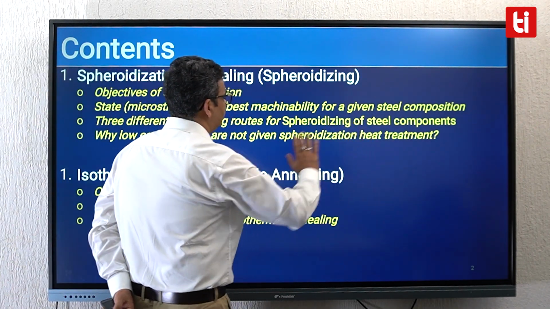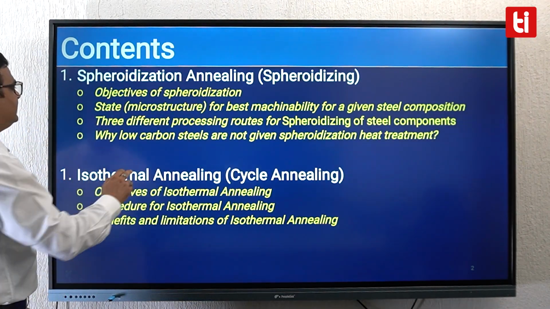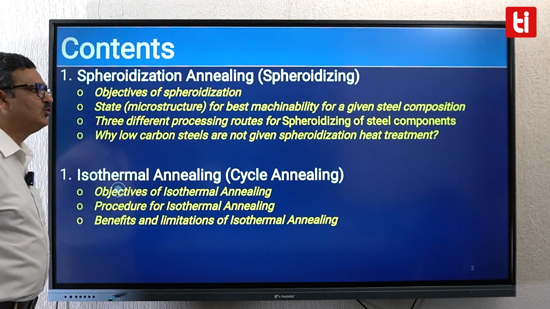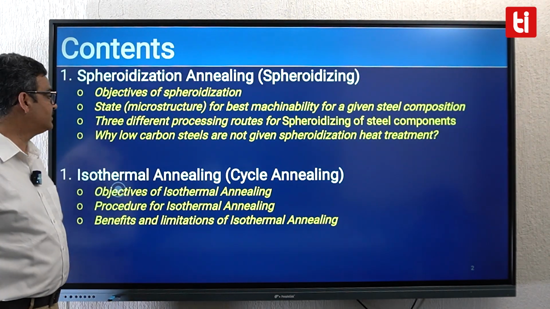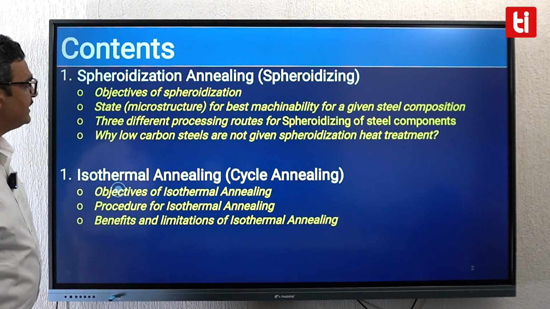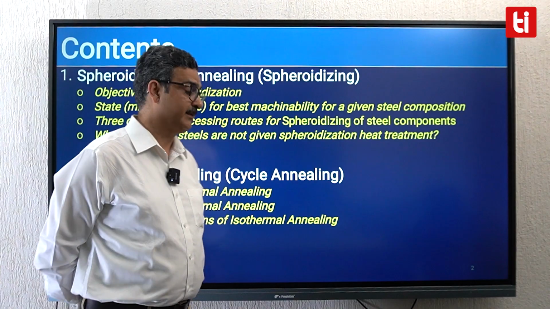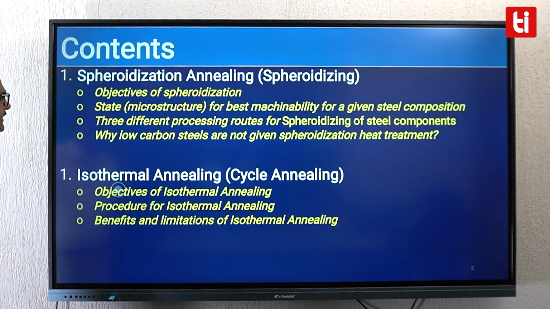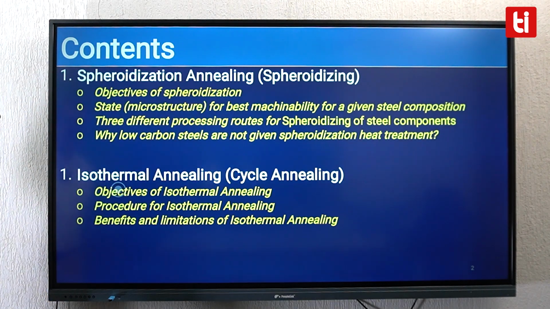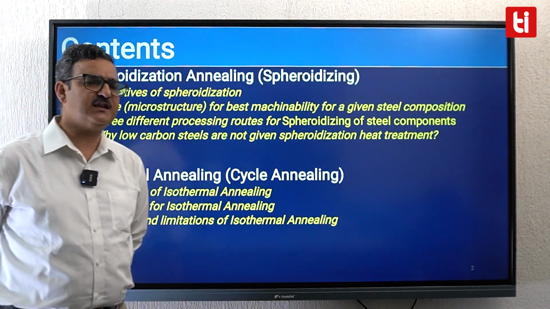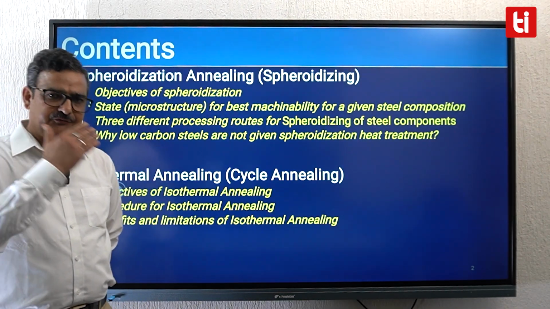Then spheroidization, we'll see, is given to high carbon steels and to alloy tool steels. Here we'll see the different processing routes through which spheroidization heat treatment can be given to high carbon steels or alloy tool steels. Finally, we'll also discuss why spheroidization annealing should not be given to low carbon steels. After completing spheroidizing, we'll come to the next annealing treatment process, which is called isothermal annealing, and we'll see that this is just a modification over the earlier discussed annealing process, full annealing.